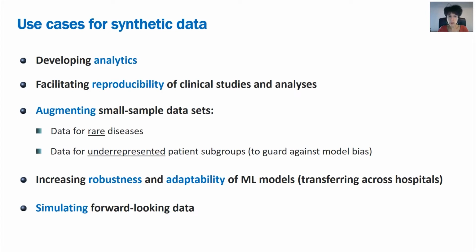So in order to be able to make predictions in the future, we need to simulate forward-looking data using synthetic data. Both robustness and adaptability of machine learning models, as well as the ability to train models using forward-looking data, is not possible based on anonymized and de-identified data. However, it is possible based on synthetic data.